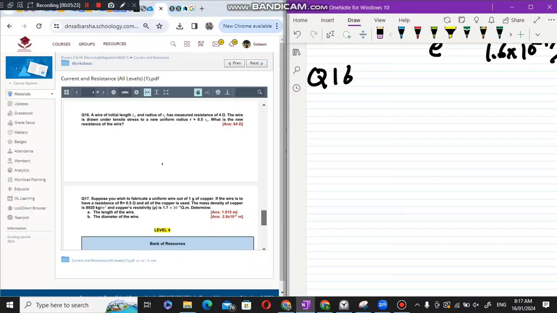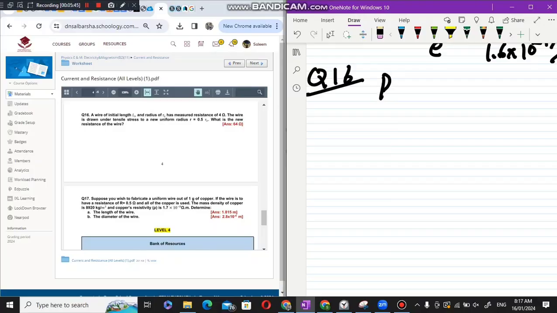It's saying that a wire with an initial length L initial and radius of R initial has a measured value of resistance of 4 ohms. The wire is drawn under tensile stress to a new uniform radius where the new radius is equal to 0.5 times the old radius. What is the new resistance of the wire?